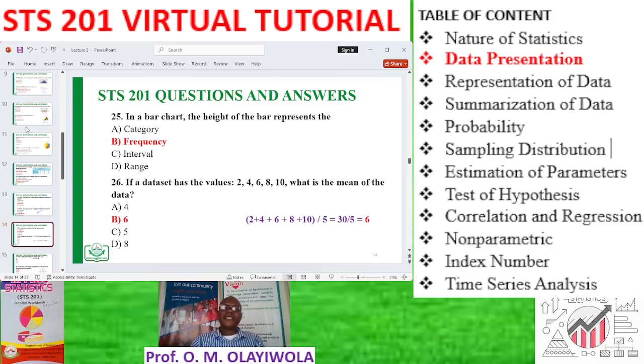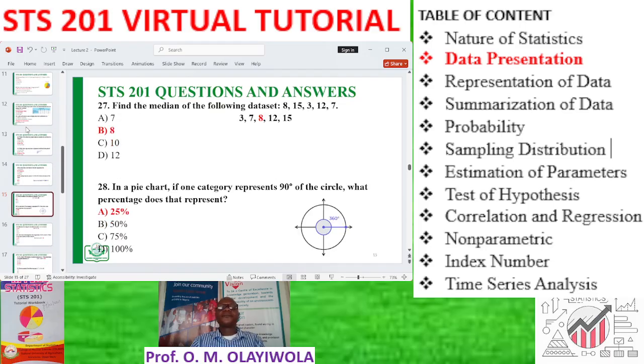Question 26. If the data set has values 2, 4, 6, 8, and 10, what is the mean of the data set? The mean means all the data added together divided by how many data points you have. That's 30 divided by 5, and that is equal to 6. B is the correct answer.